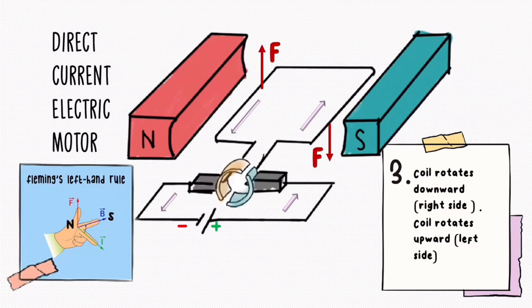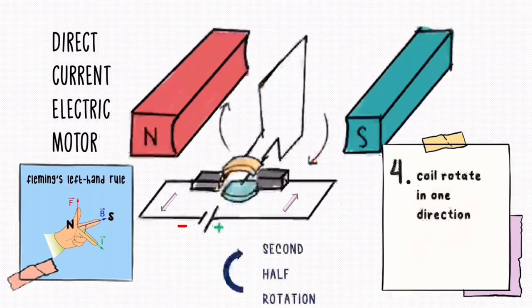When the current flows the way it does in the diagram, by using Fleming's left hand rule, we know that the force produced is downward. Same goes to the yellow commutator. The force produced is upward. Fourth, the coil rotates in one circle according to the force produced and direction of current. So this is the second half rotation and it completes one cycle of rotation.